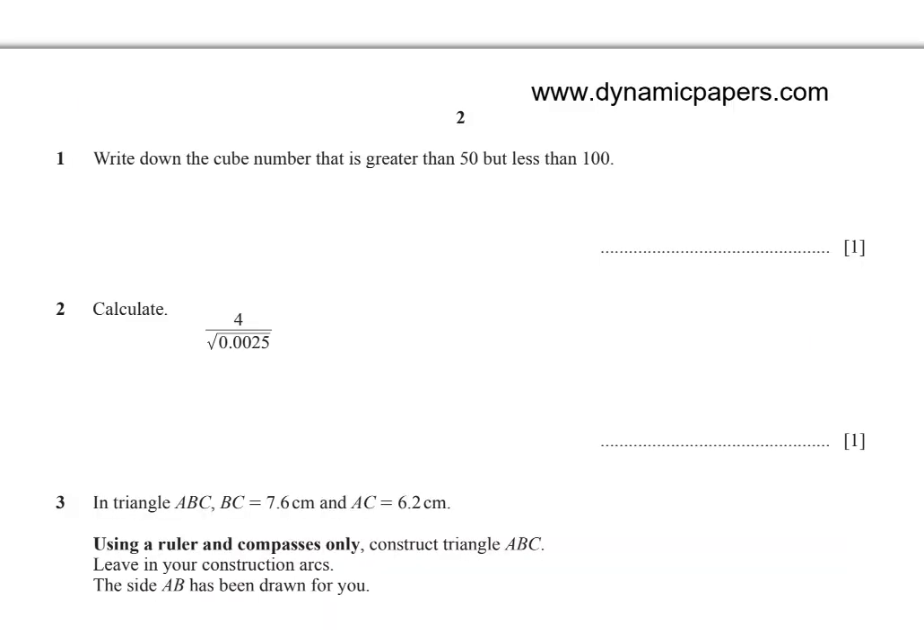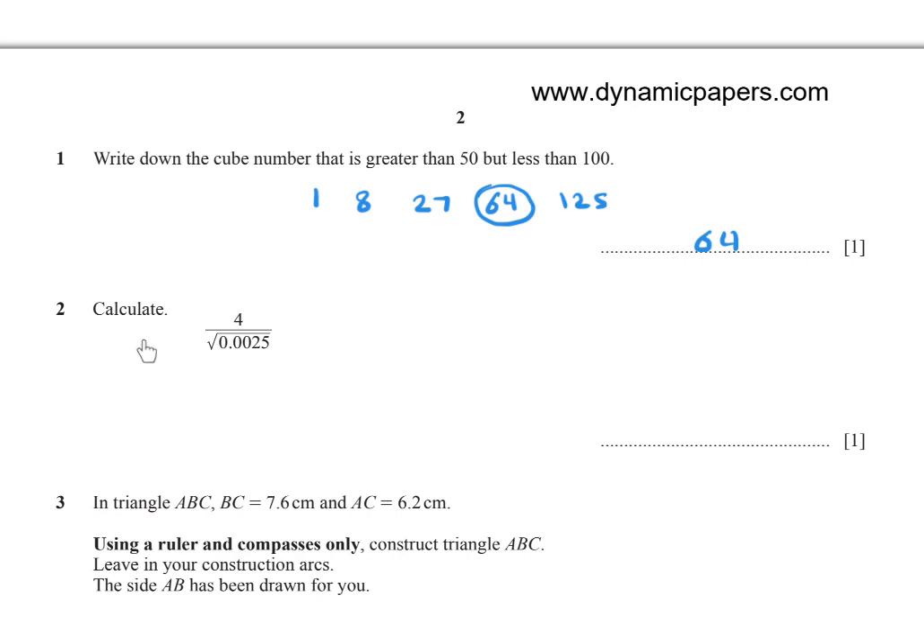Number 1. Write down the cube number that is greater than 50 but less than 100. The cube numbers: 1 power 3 which is 1, 2 power 3 which is 8, 3 power 3 27, 4 power 3 64, 5 power 3 125. So between 50 and 100 is 64.